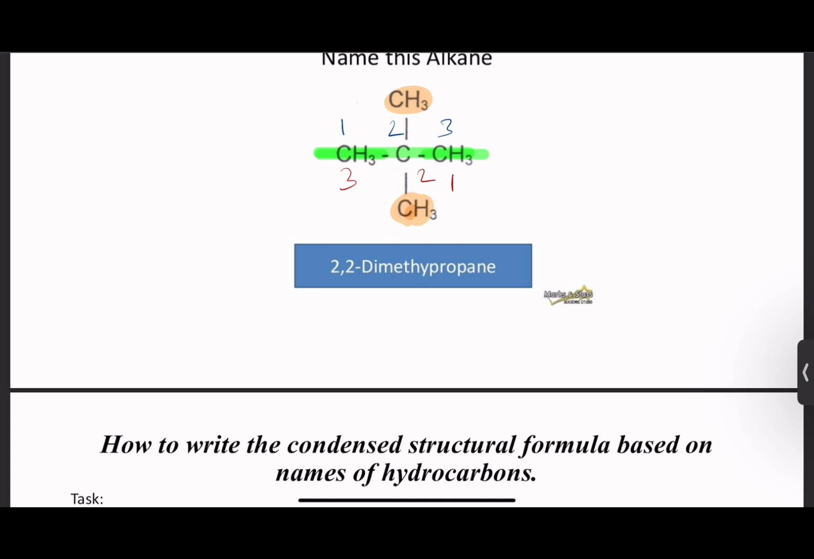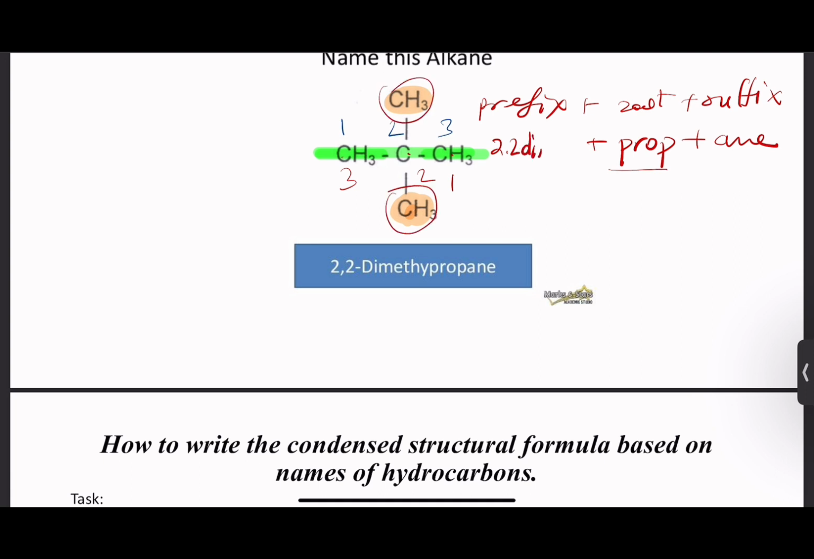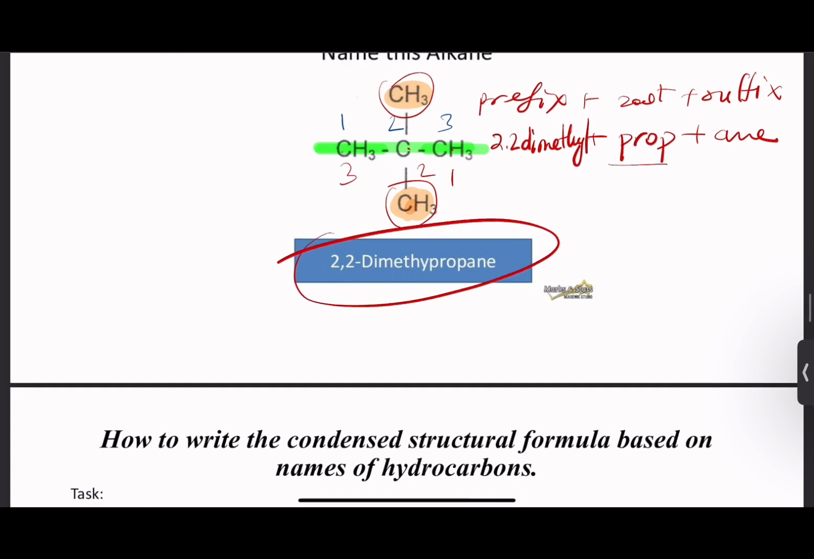I have two methyl groups, so it will be prop because I have three carbons. Prop is the root, and then because I have only single bonds, it'll be ane. This is my suffix, and then my prefix is gonna be 2,2. Again, because I have the same branch, it'll be dimethyl propane. So as it's given in here, 2,2-dimethyl propane. They forgot the L in here.